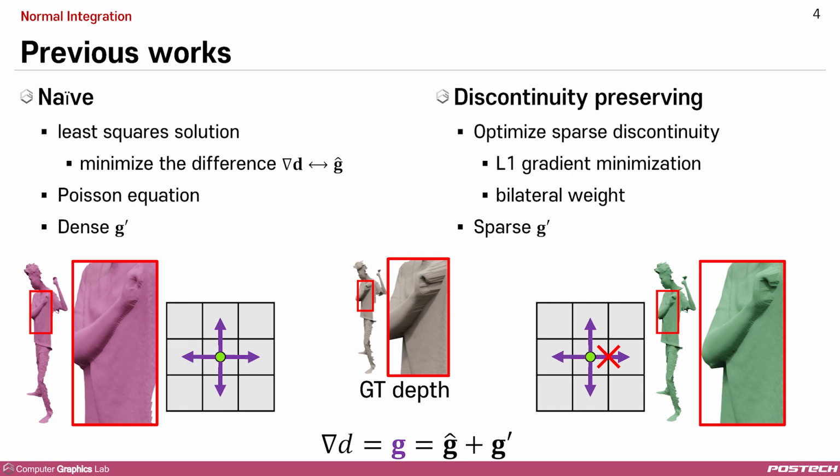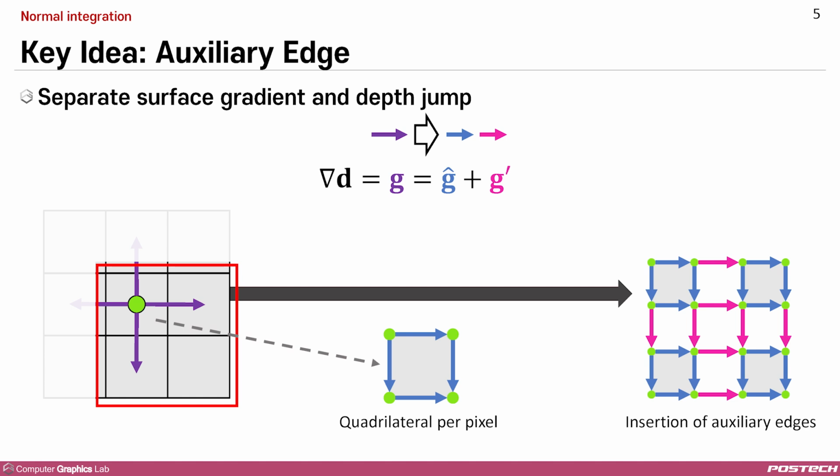bilateral weighting. Our key idea is to explicitly separate the surface gradient and the depth jump using auxiliary edges. By inserting these edges, we create a quadrilateral per pixel. In this model, the blue part follows the given normal, while the pink part represents the depth jump. This separation allows for more accurate modeling of the surface and its discontinuities.